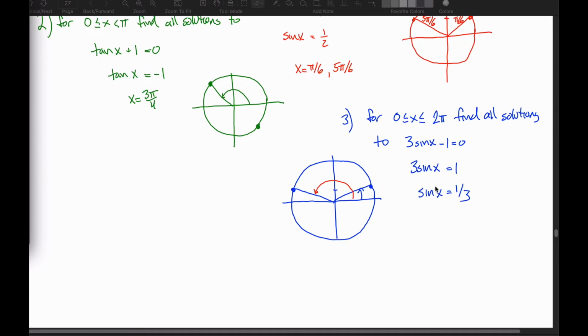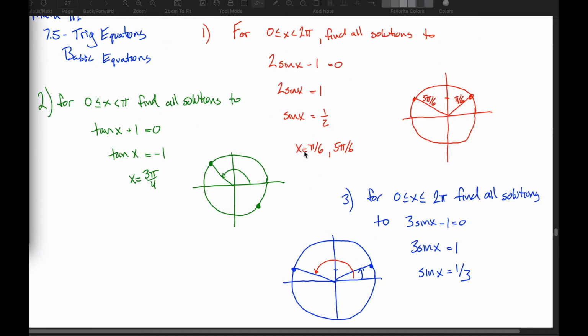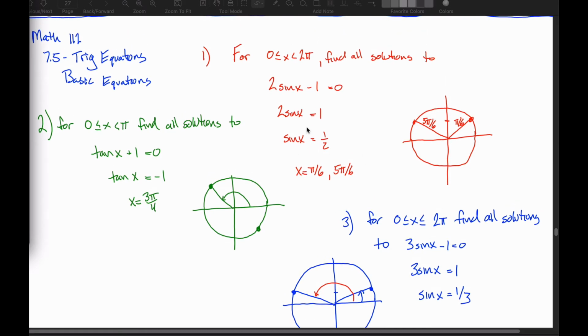We can solve this equation. Remember, our goal is to get the x all by itself. We weren't done at this stage when we said sine of x equals 1/2. We had to go one step further and figure out what x was equal to. We're not solving for sine of x. We're finding values of x that are solutions to these equations.